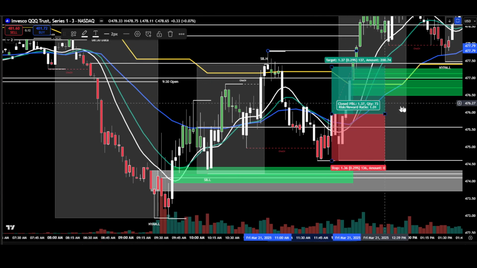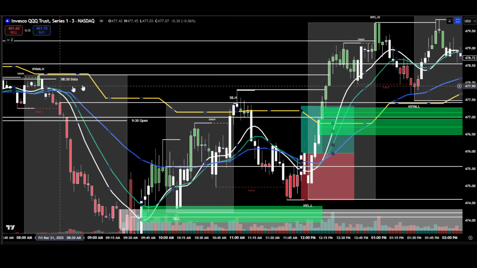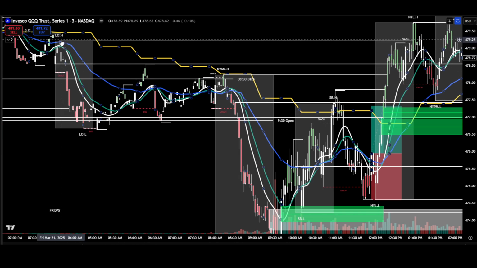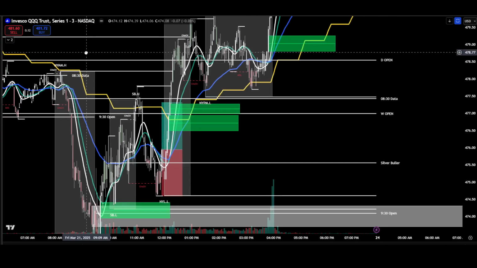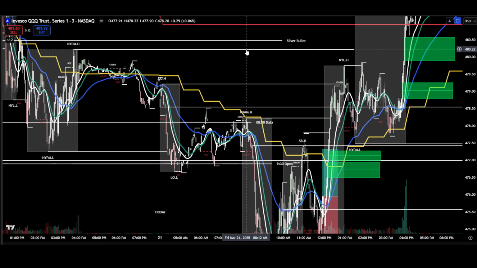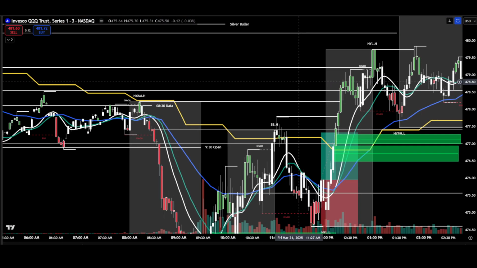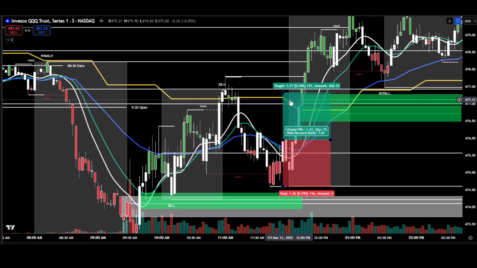We can also target any of our macro levels where we have all of these different lines coming across. These are all preset by the indicator. This is a liquidity high. This was a daily open level right here. We also have old silver bullet. So you're looking at what's the nearest term liquidity for that kind of low hanging fruit trade.